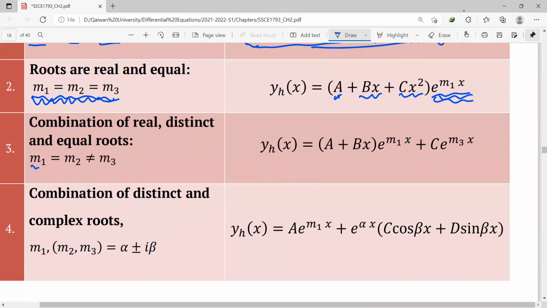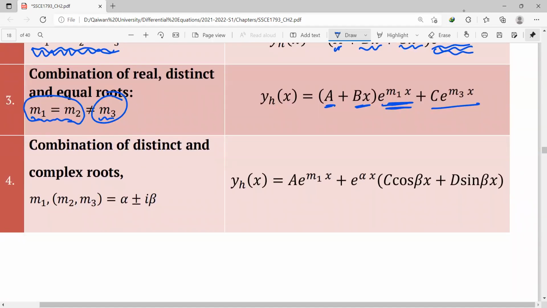Now, if you have two equal roots and the third one is different from the previous two, the homogeneous solution for the equal ones is a e to the power m1x plus bx e to the power m1x. Then for the third one, we have c e to the power m3x. For this one, we are not going to put x because it's different from the other two roots.